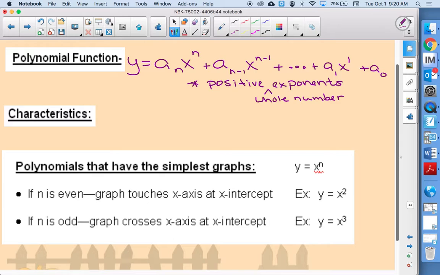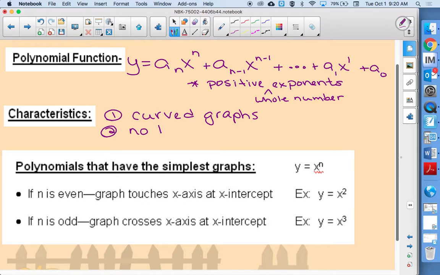So underneath characteristics, just a couple of characteristics of the graphs. So these graphs are curves. And I could have multiple curves. So think of like the hills and the valleys. We could have a couple of hills and a valley, but all the graphs are curves.